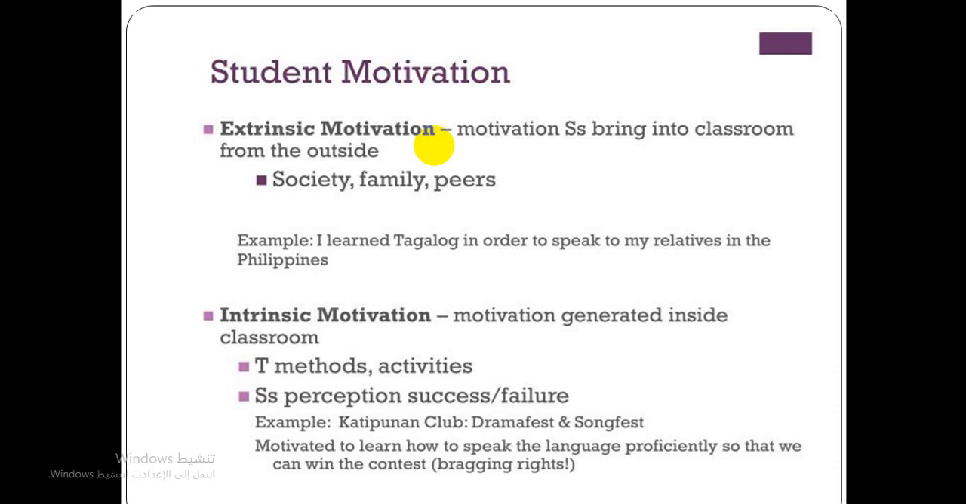On the other hand, intrinsic motivation is the kind of motivation that is generated inside the classroom. This could be the teacher's methods, the activities that students take part in, or their perception of their success or failure.